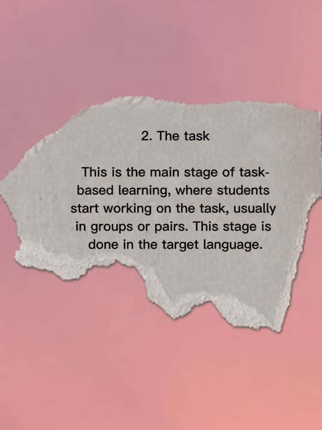Then the second one is the task stage. This is the main stage of task-based learning where the students start working on the task, usually in groups or pairs. This stage is done in the target language so that students feel the need to use the language they want to learn in order to solve the task. The teacher doesn't usually join in the work process. Instead, he or she will monitor the students and offer hints if students really need support.